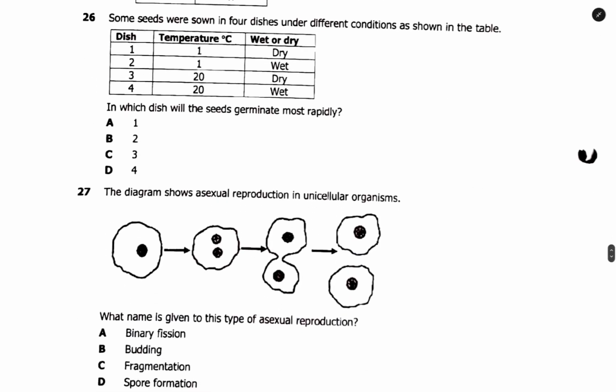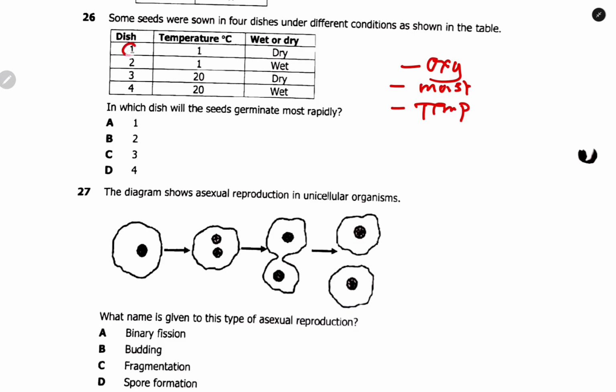Up to question 26, some seeds were sown in 4 dishes under different conditions as shown in the table. So this is the table that shows. So the first one, we have temperature. Then we have wet or dry. Now, before we go into that, you need to know that conditions for germination, we have oxygen, moisture, which is water, and of course, favorable temperature.